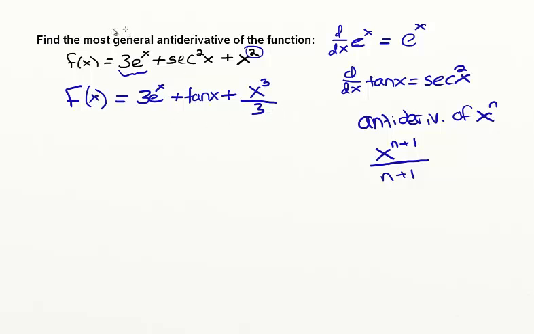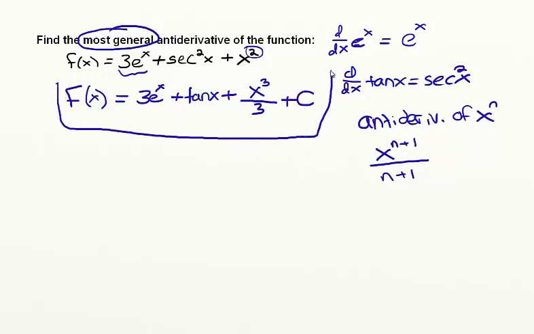Since we want the most general antiderivative, we're going to need to add a constant. That's just because if we take the derivative of a constant, we get 0. So we could have had a constant there before we differentiated, but we're not sure what that constant is because we weren't given any initial conditions. So this is going to be our final antiderivative.